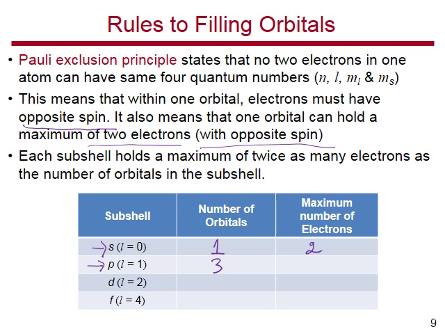And since each orbital can have 2 electrons, the maximum number of electrons in a P subshell will be 6. Likewise, a D subshell has 5 orbitals, so the maximum number of electrons in a D subshell would be 10. Finally, we have the F subshell where there are 7 orbitals, so the maximum number of electrons is going to be 14. So therefore, we see that each subshell can hold a maximum of twice as many electrons as the number of orbitals that are available in it.